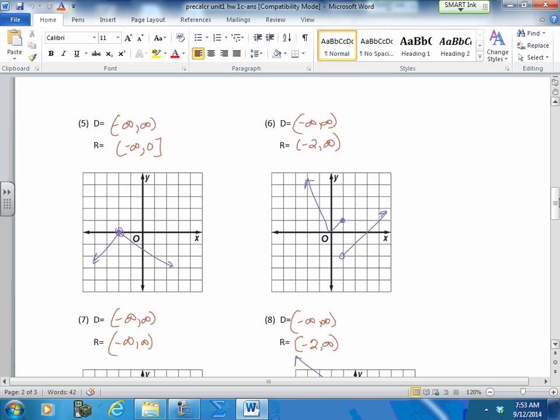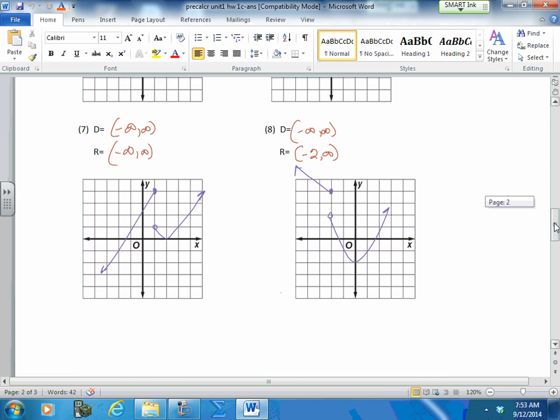Seems like all of the domains are the same. Yeah, pretty much. It's the range you pretty much have to catch. Questions? Just a good exercise in getting used to your domains and your ranges.